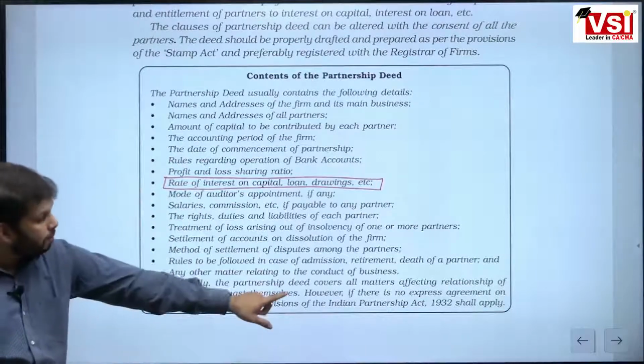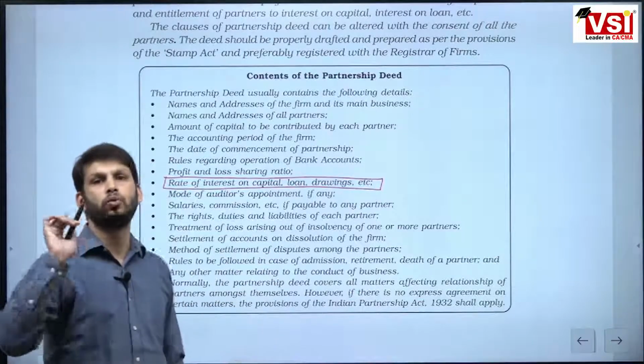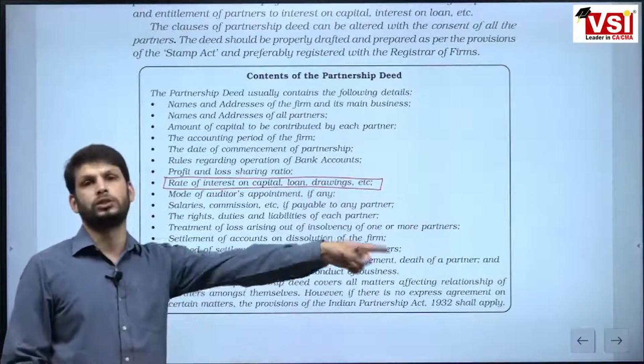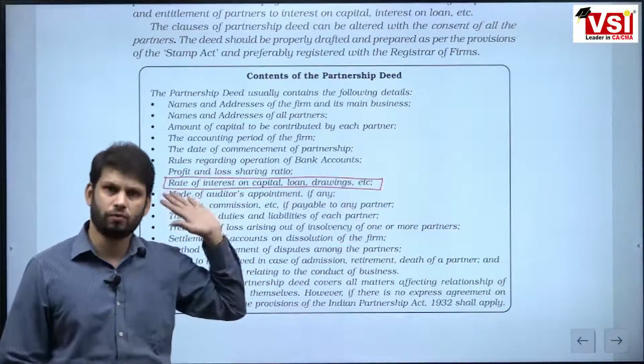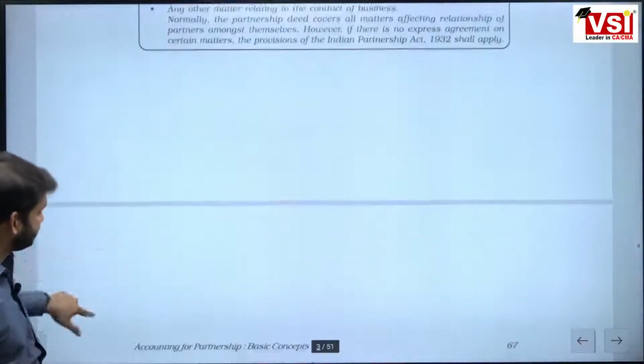Then the Partnership Act 1932 says that I have made certain rules. If you partners are not making any rule, then my rules will prevail. If you are making any rules, then your rules will prevail. We will understand what these rules are.